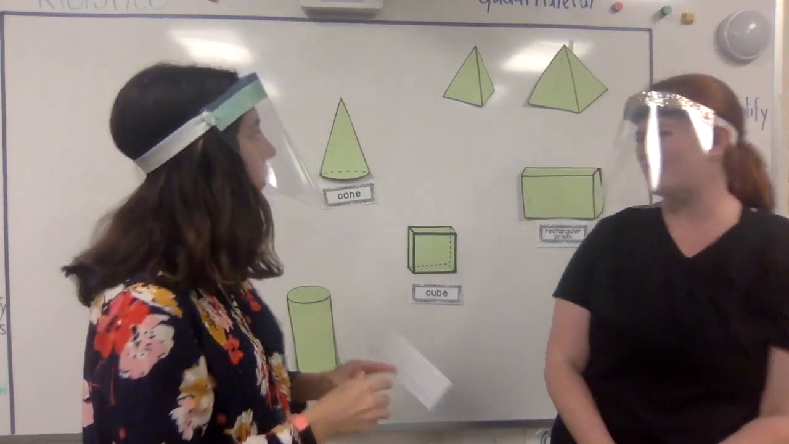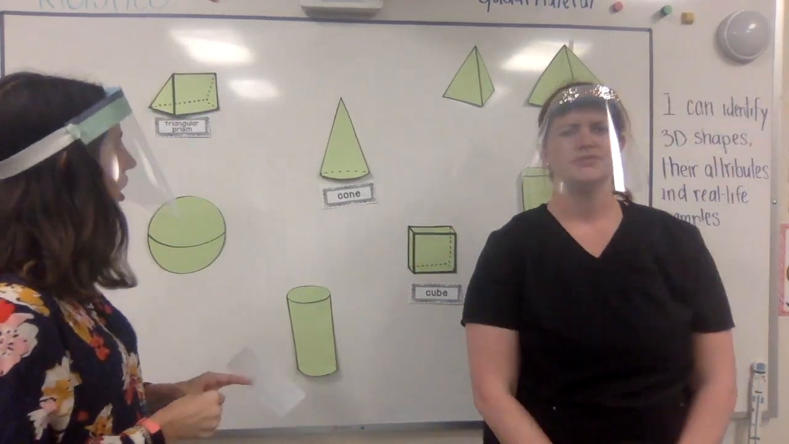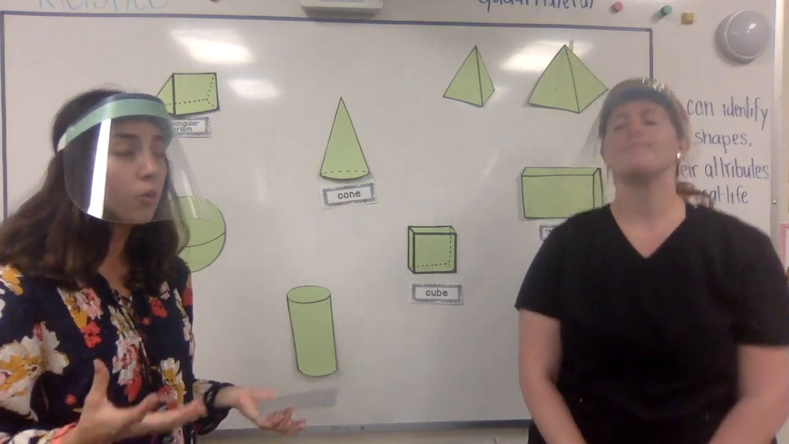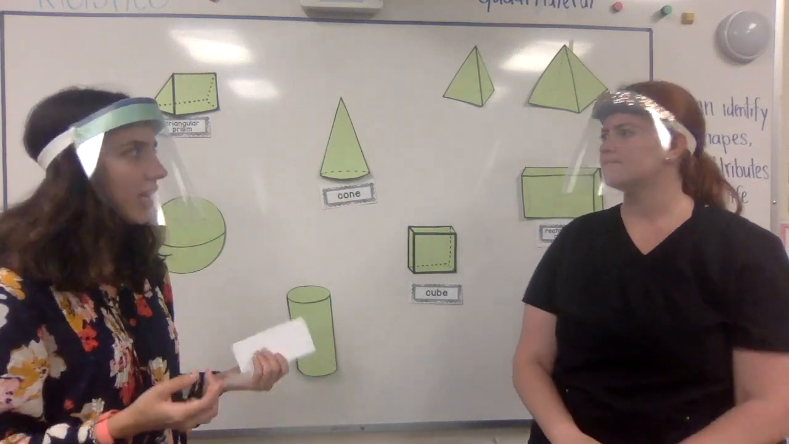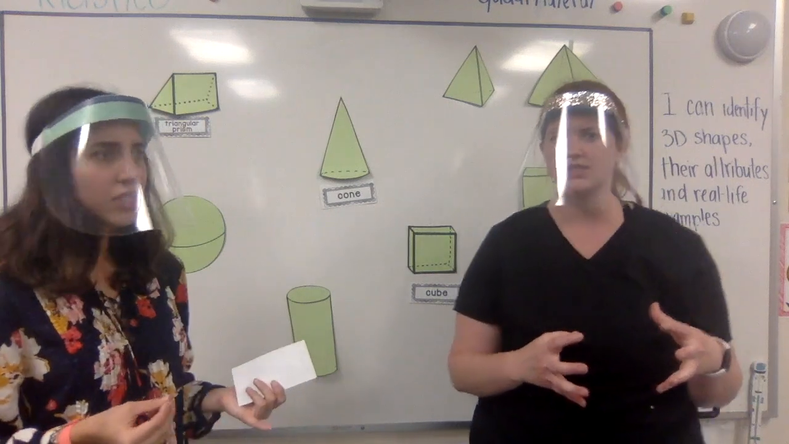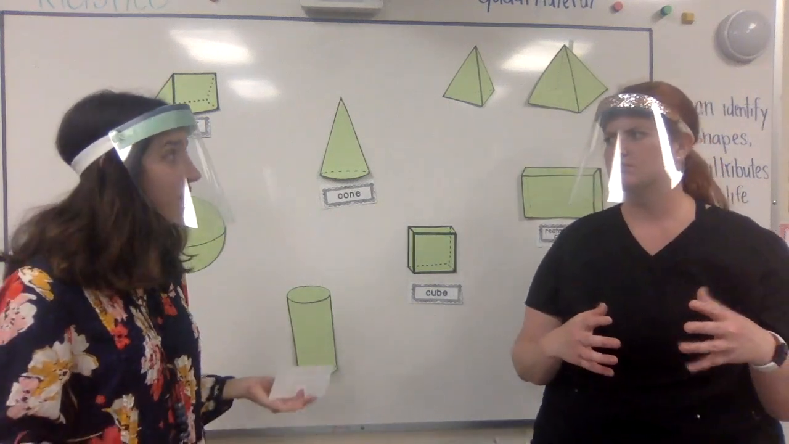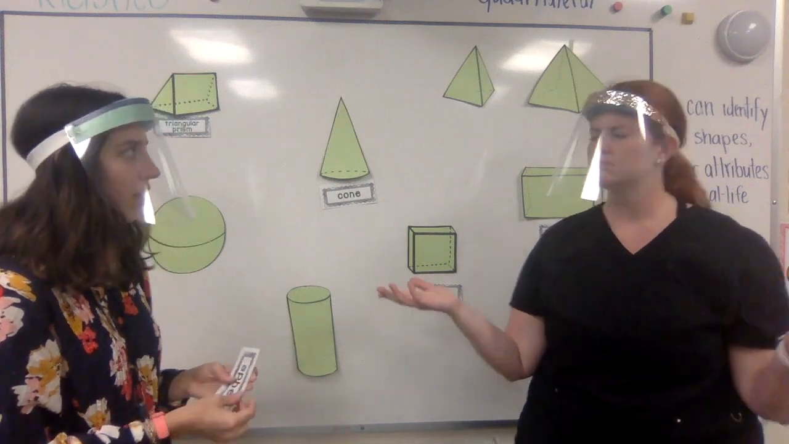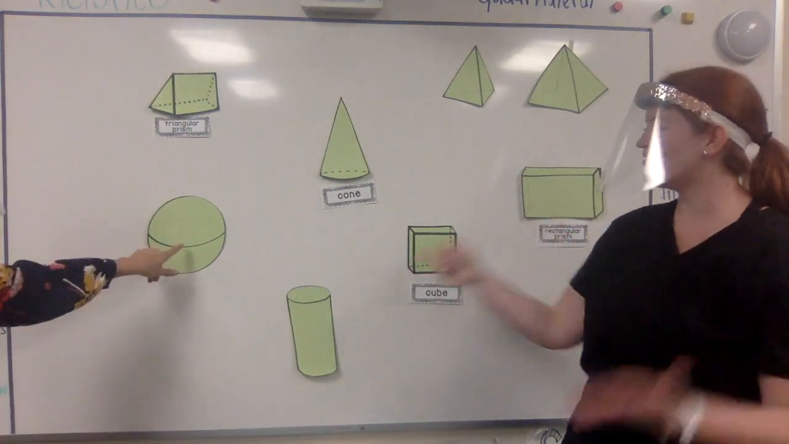Sphere. Well, what is a sphere? Oh, I remember. A sphere is kind of like a ball or a globe. So it doesn't have any edges. No, it's totally round. It doesn't have any faces. It doesn't have any vertices. It's one giant curved line. Well, oh, there it is.